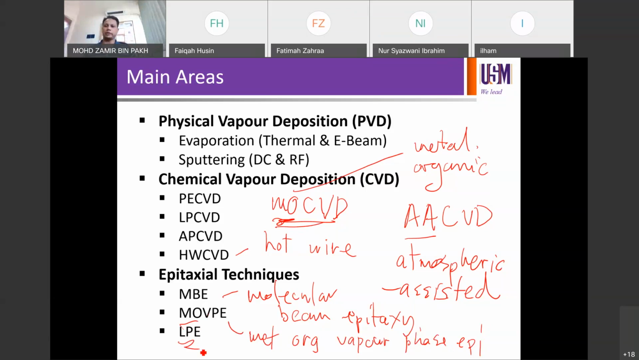LPE is liquid phase epitaxy. So we have a range of different deposition techniques in order to deposit a range of different materials. You can deposit elementary material, binary, ternary, which are more complicated, quaternary, and so on and so forth.